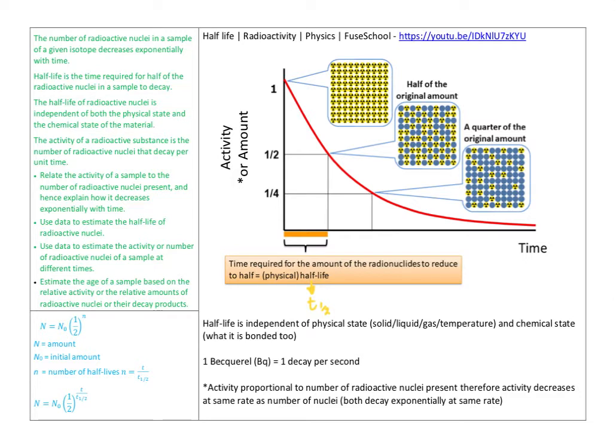The other factor that we need to know is the activity. So let's firstly talk about what we mean by activity. Activity is basically the number of decays per unit time, and the typical unit we use is the becquerel, which means 1 decay per second.